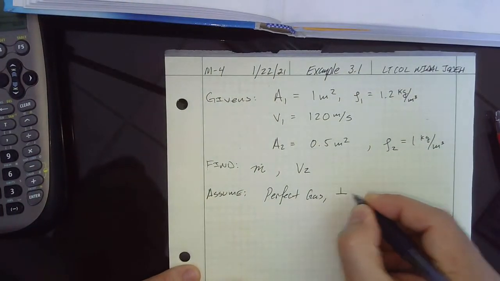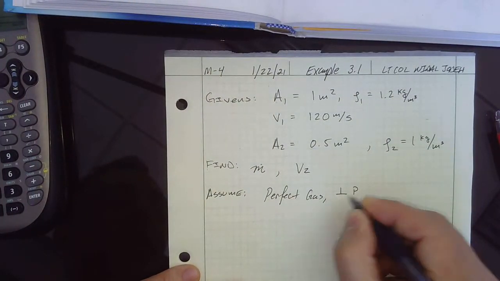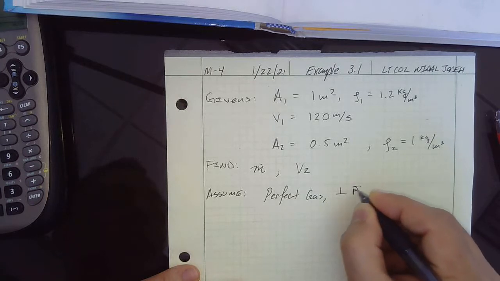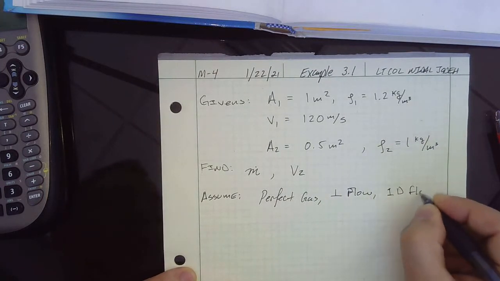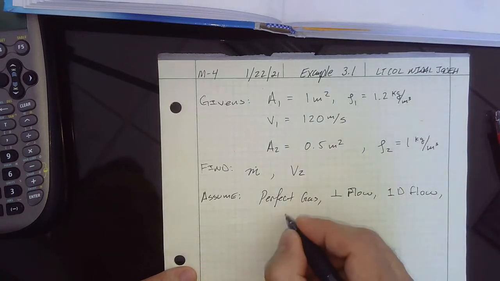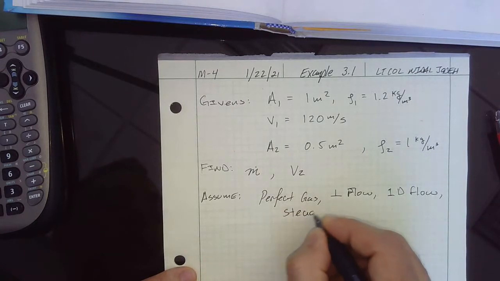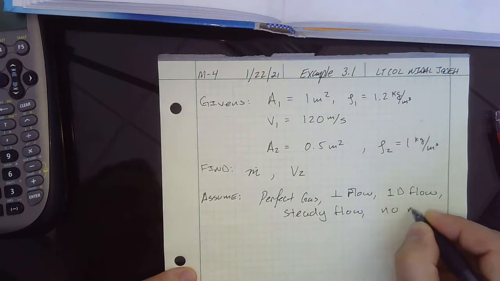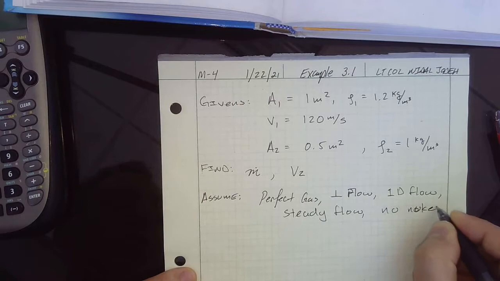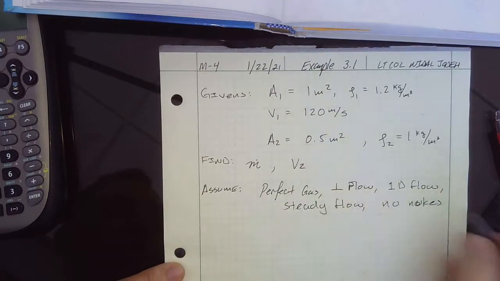So we say perpendicular flow. I'll just write this to abbreviate. 1D flow and steady flow. And finally, I'll say no nukes, no nuclear reactions. So those are your assumptions.